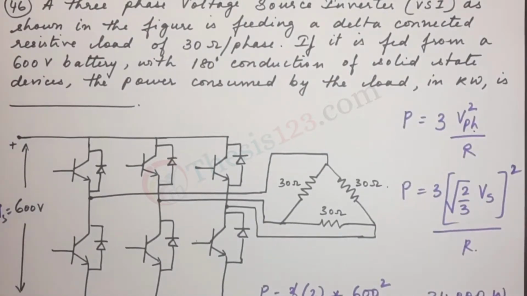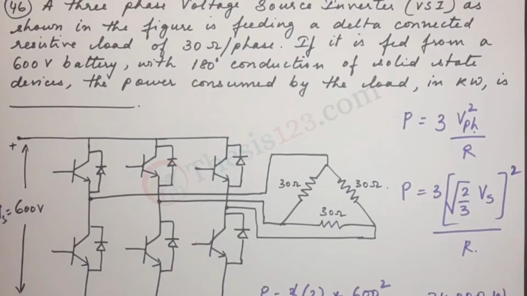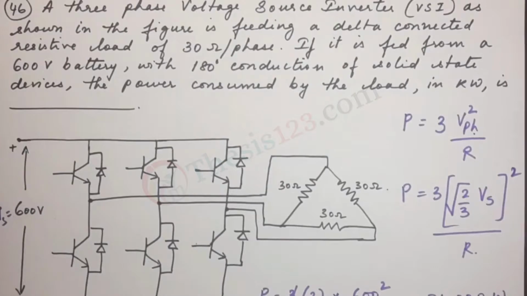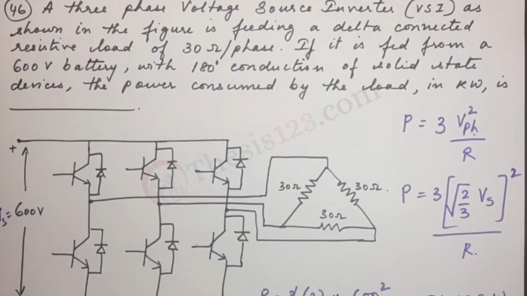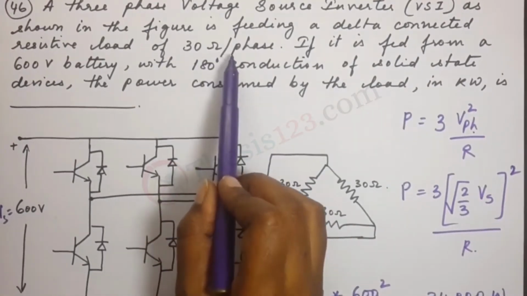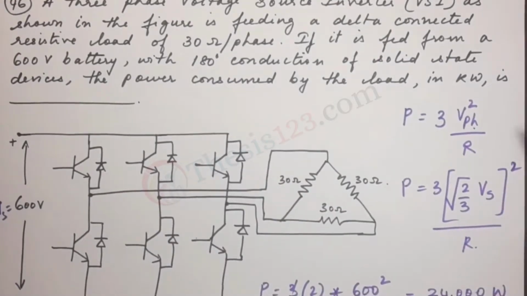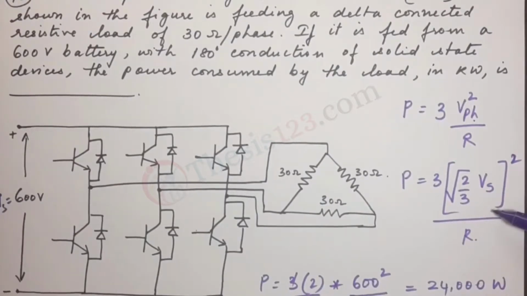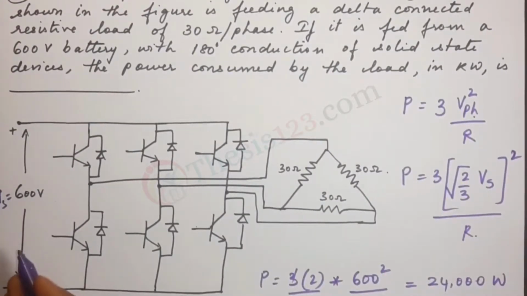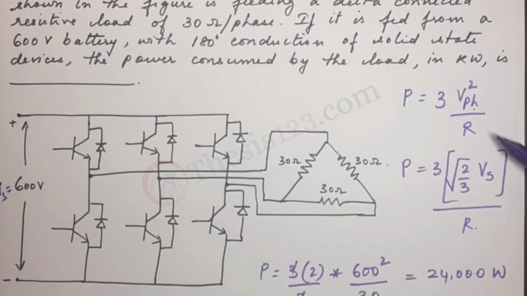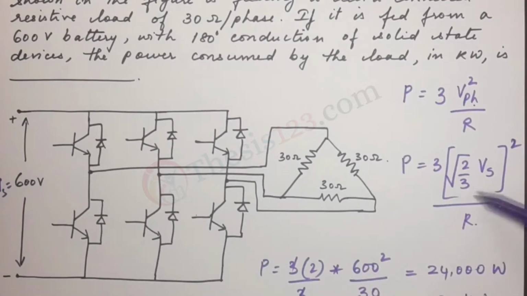Okay, though the circuit is quite large, you will have to again come back down to the basics. Now we have the resistive load connected in delta form. So the power that has been consumed over there would be 3 times V phase square by R, because here it's talking about 30 ohms per phase. Okay, so we can now convert V phase in terms of Vs, because that's the source voltage that's being fed from the voltage source inverter. So then we convert that as root 2 by 3 Vs.